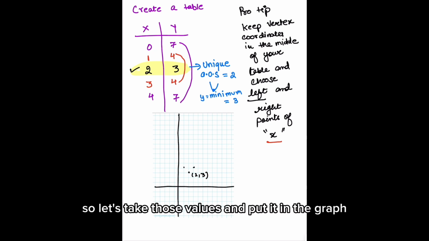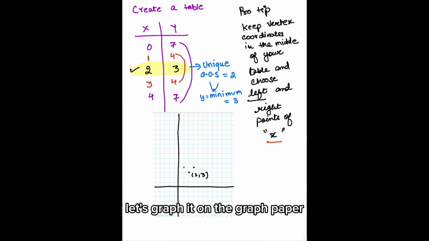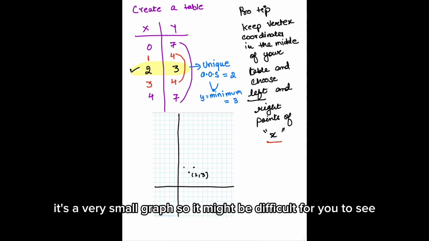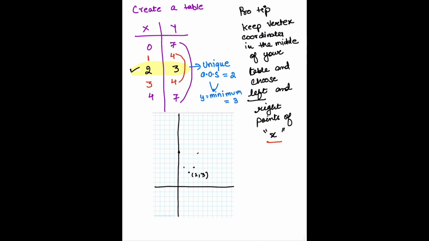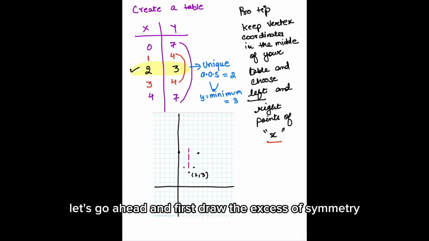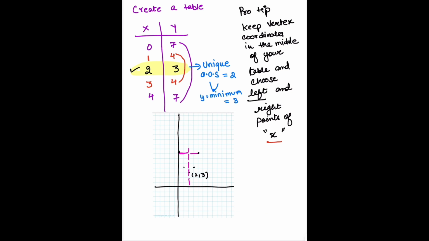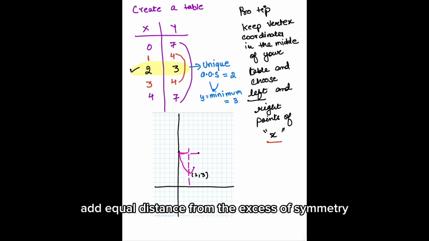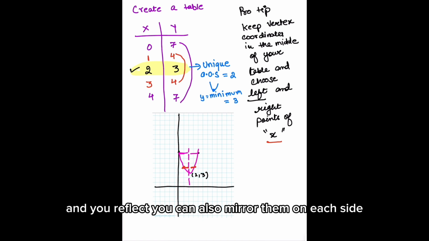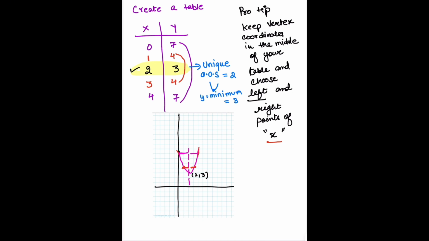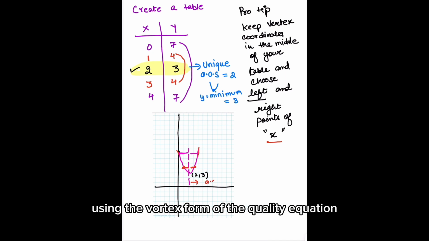So let's take those values and put them in the graph. Let's graph it on the graph paper. It's a very small graph, so it might be difficult for you to see, but once we find the coordinates, it's not as difficult. Let's first draw the axis of symmetry. You can see that the points are at an equal distance from the axis of symmetry, and you can also mirror them on each side. So this is how we create a graph using the vertex form of the quadratic equation.